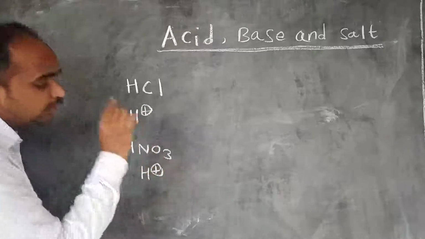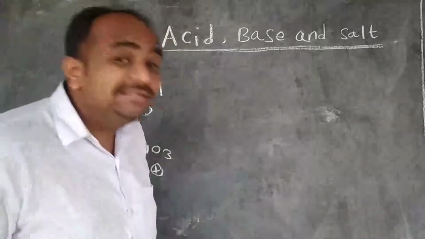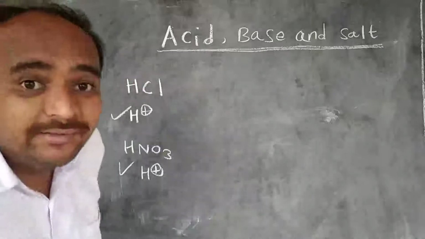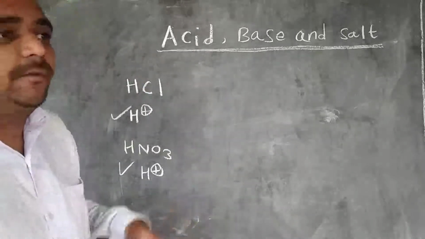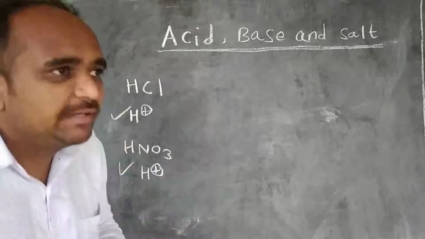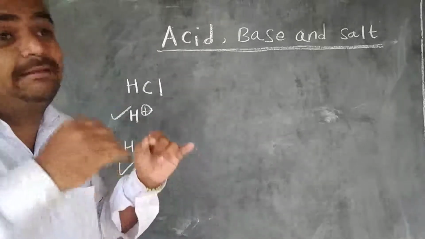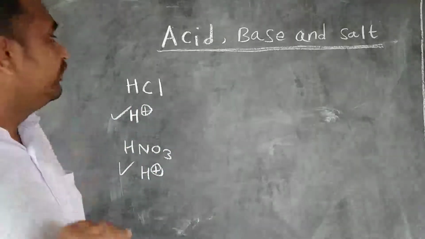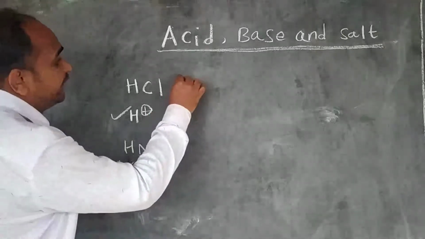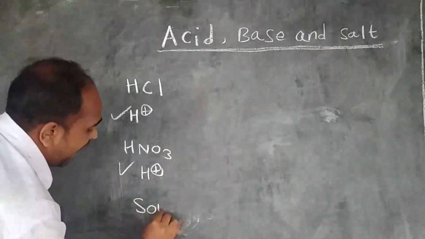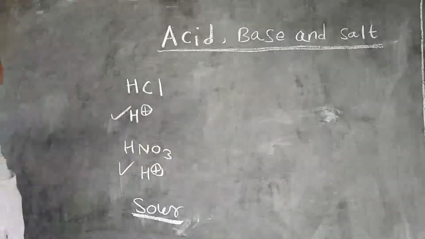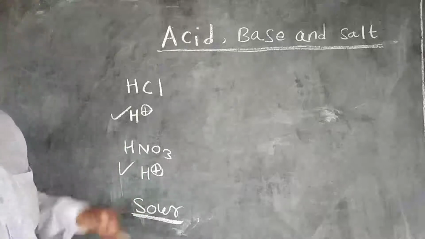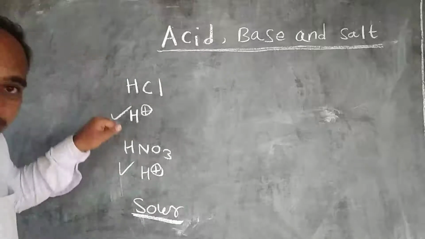H plus ion. So the property of acid is that acid contains H plus ions. And daily life examples like lemon and tomato all contain acid, and these substances are sour in taste. So a sour taste is a property of acid.